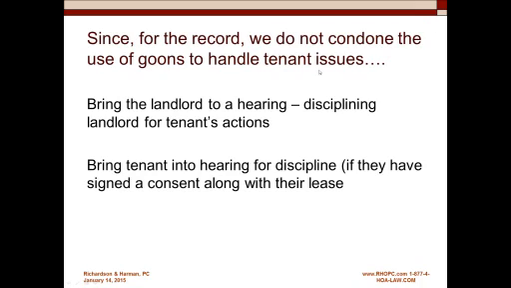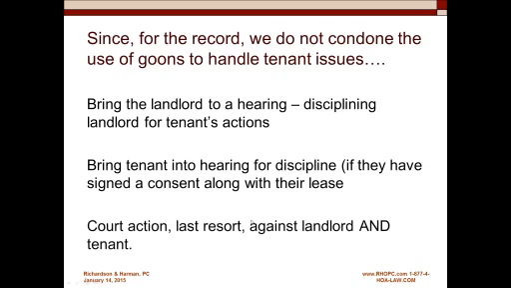Make no mistake, though, the board can still bring in the landlord as well. Sometimes when my clients pass these amendments to their documents, they don't realize you can bring the landlord and the tenant. So that's still certainly an option.